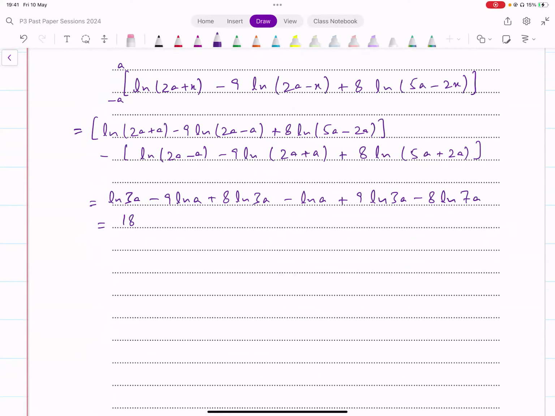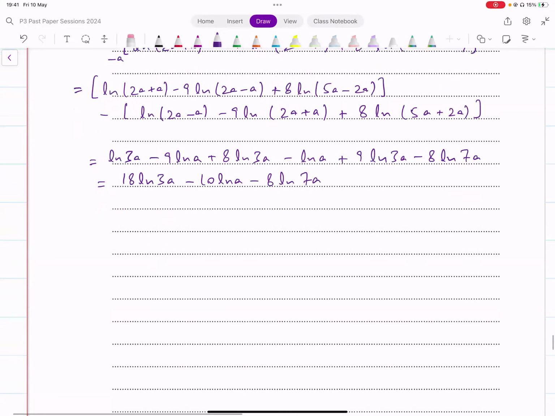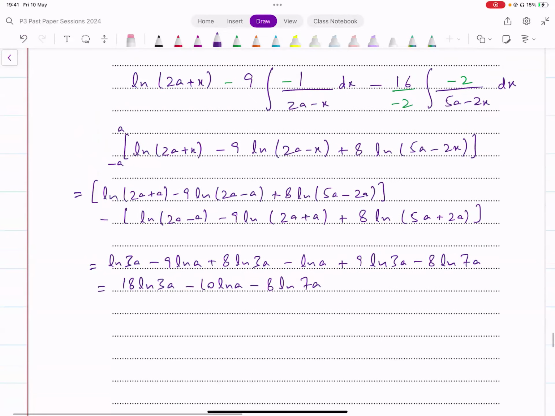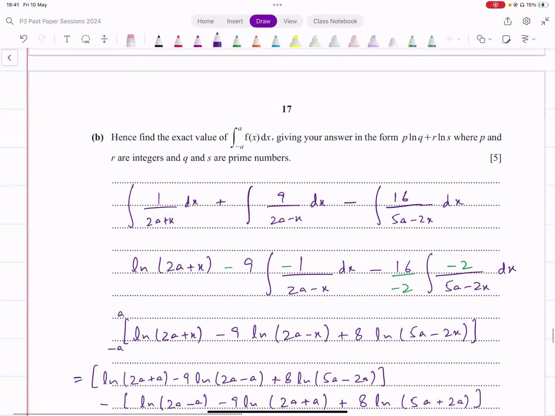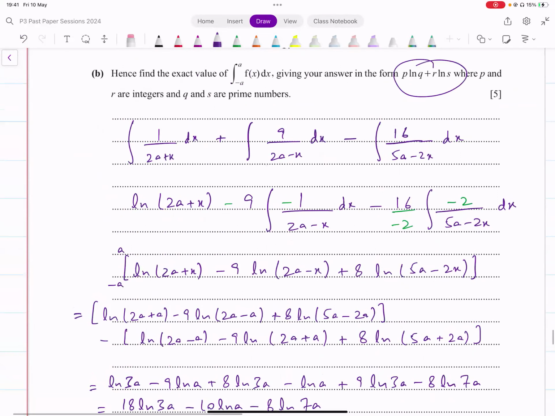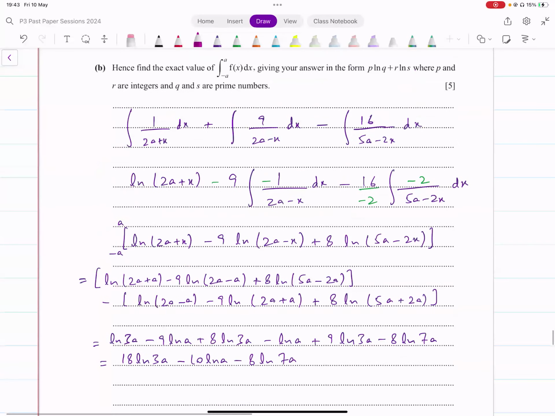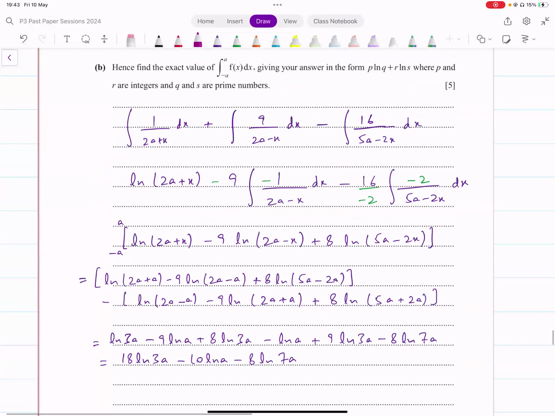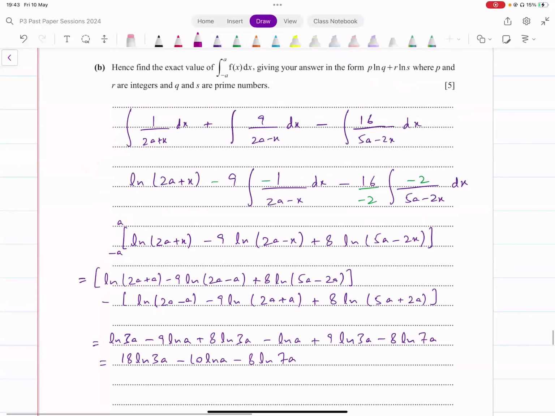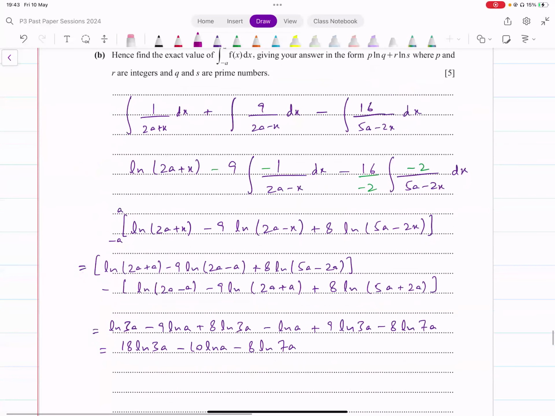Okay, let's write it as 18 ln 3a minus 9 and minus 1, that is minus 10 times ln a, minus 8 ln of 7a. This is what we end up getting. After simplifying all of this, this is what we get at the end. Now what we need to do is write it in this form, P ln q plus r ln s. We need to convert it to that form somehow. How do we do that conversion? That's what we need to think about.